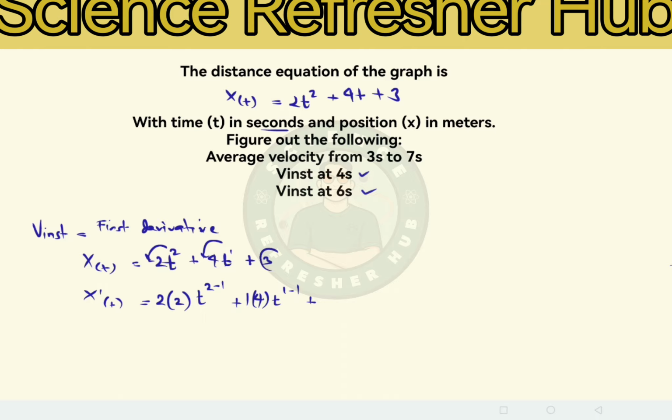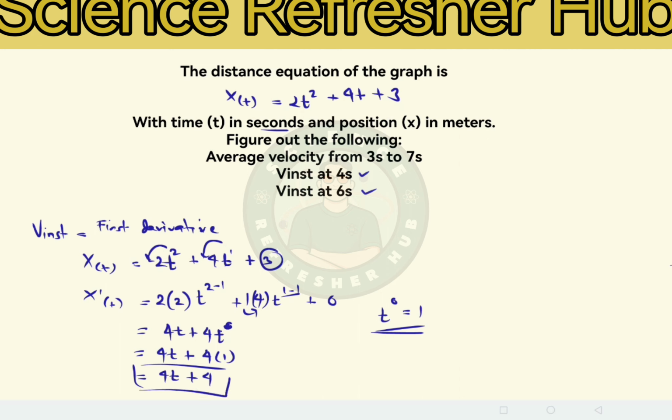Then t to the 1 minus 1, plus the constant will become 0. Simplify. 2 times 2, that's 4. t to the 2 minus 1, that's 1, so it's okay not to put the power 1 here. Plus 1 times 4, it's 4. 1 minus 1 is 0. And remember, a variable raised to 0 is 1. So we can further simplify it here: 4t plus 4 times 1, because t raised to 0 is just 1. So our derivative will be this.